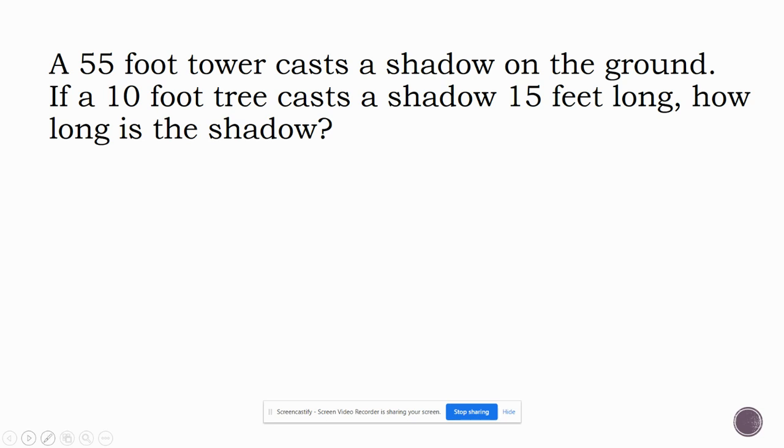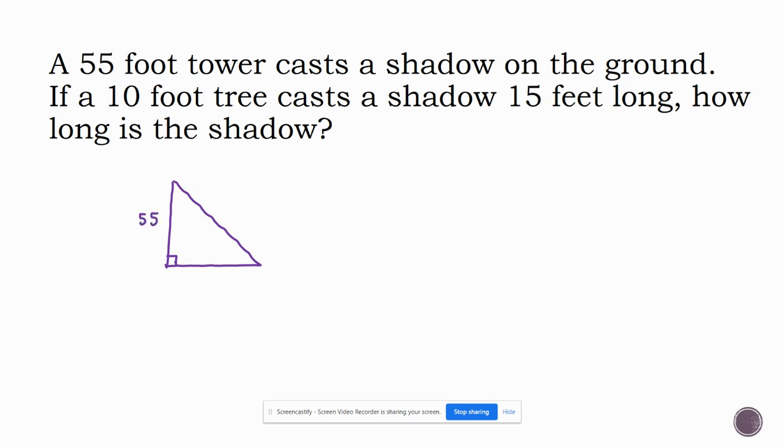We also talked about similarity in terms of shadow problems. So let's review an example of a shadow problem. It states that a 55-foot tower casts a shadow on the ground. So I'm going to create a picture of this scenario. I'm going to create a right triangle where we're talking about a 55-foot tower. Towers and buildings are going to be vertical. So that's going to represent the vertical side of this triangle.